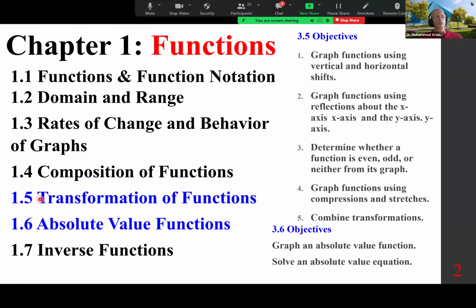So we've covered a bunch of sections, and in these two sections, we are covering the following objectives: graph functions using vertical and horizontal shifts, graph functions using reflection about the x and y axis, determine whether a function is even or odd, graph functions using compression and stretches, combine transformations, graph an absolute value function, so an absolute value equation. We want to have an idea how to do that.